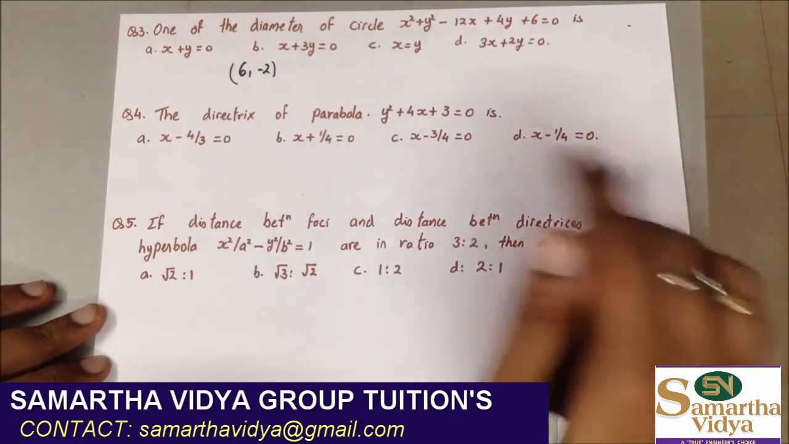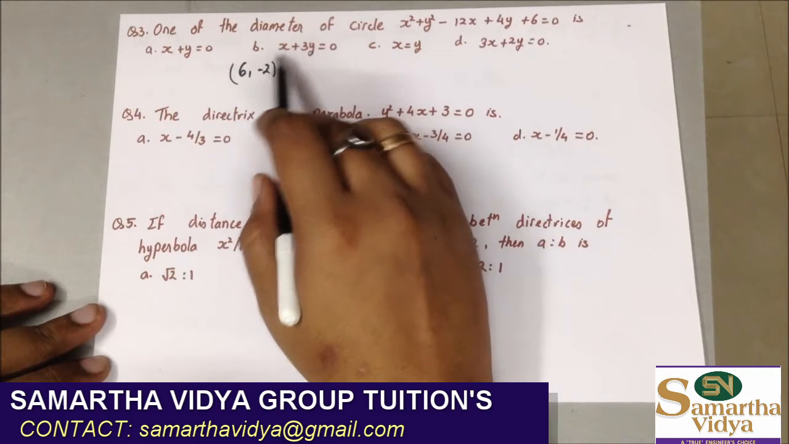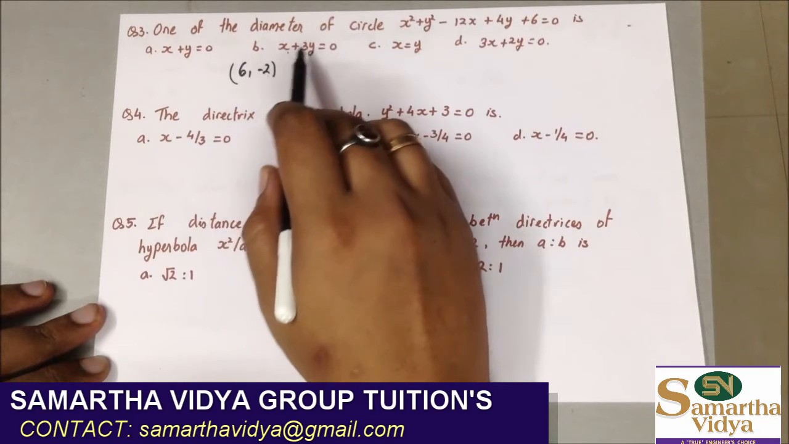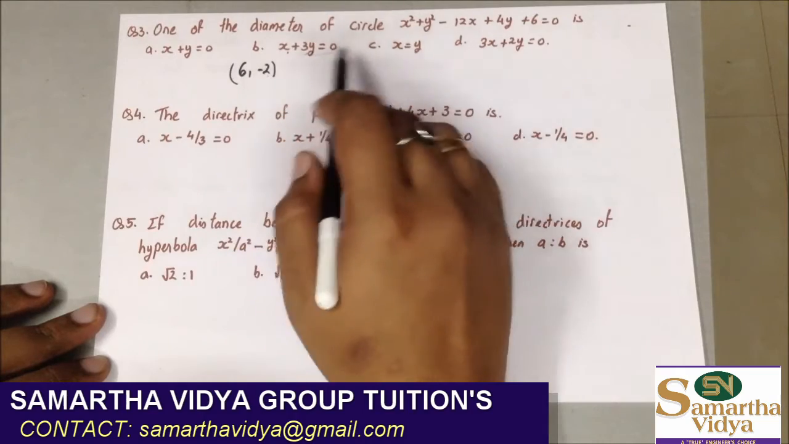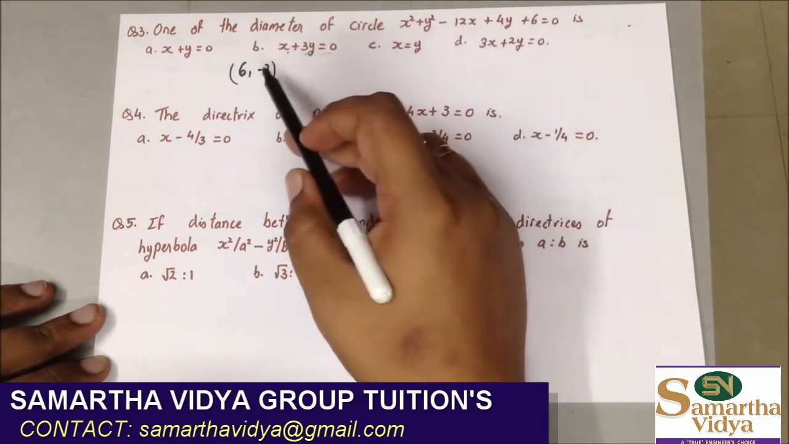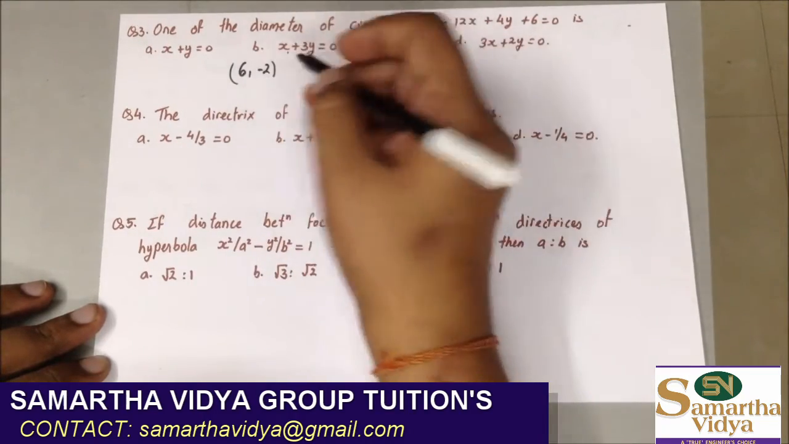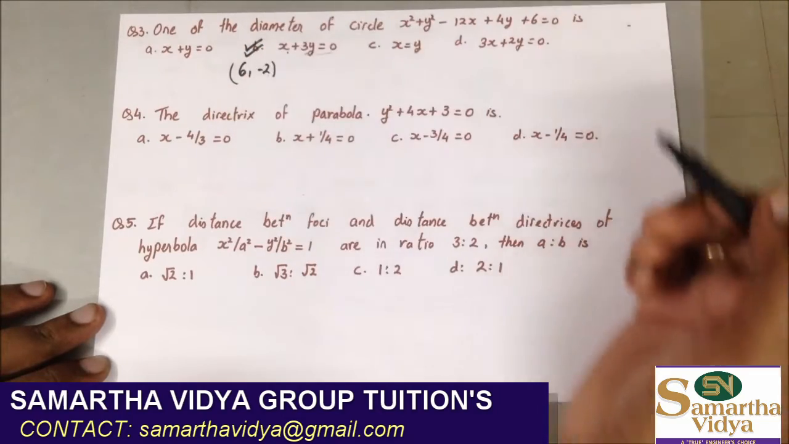That's simple as it. So you can see that x plus 3y, if I substitute x as 6 and y as minus 2, I'll be getting it is satisfying this equation. If you check for others, it's not going to be satisfying any of this particular point. So that means B is the option.